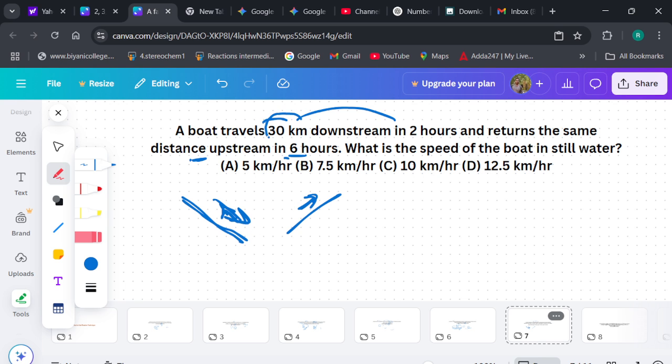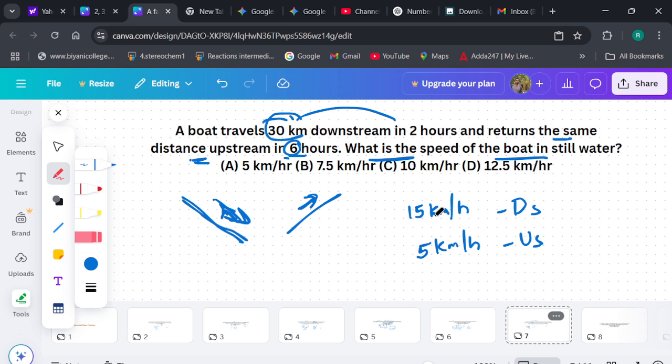Okay. Now downstream, what is happening? 30 kilometers in 2 hours. That is 15 kilometers per hour. Upstream, what is happening? It is 30 kilometers in 6 hours. The same distance upstream in 6 hours, which is this is downstream. Okay. And this is upstream. It is 30 kilometers in 6 hours, which is 5 kilometers per hour. Okay. So I understood what is downstream speed and what is upstream speed. What is the speed of the boat in still water?